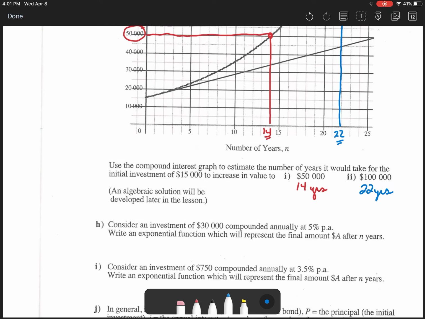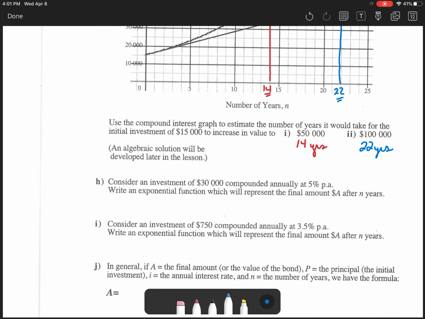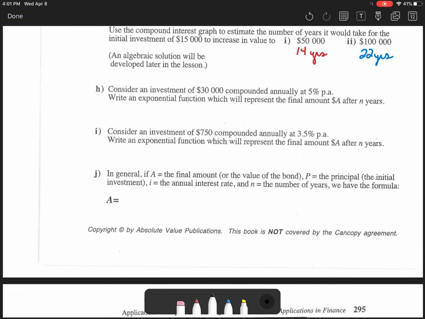Okay, it says consider an investment of $30,000 compounded annually at 5% per annum. Write an exponential function which will represent the final amount after n years. So all they've really done there is change the initial investment, haven't they, to $30,000. So the amount in this scenario would just be the $30,000. There's your initial investment. And now they've also, I apologize, changed the percentage. So now it's 1.05. I add the 5% to the number 1, and then that has to be to the exponent of n.